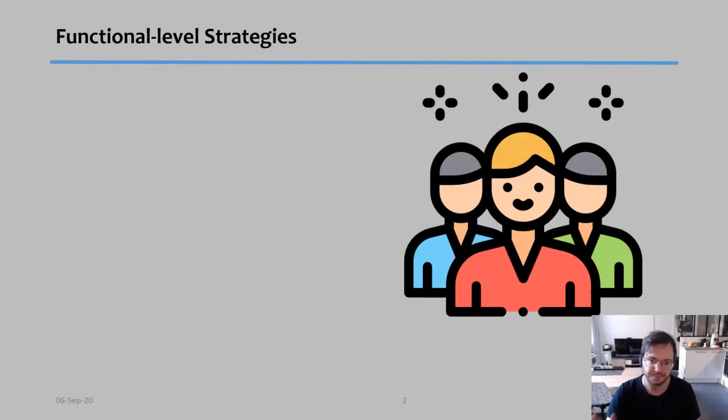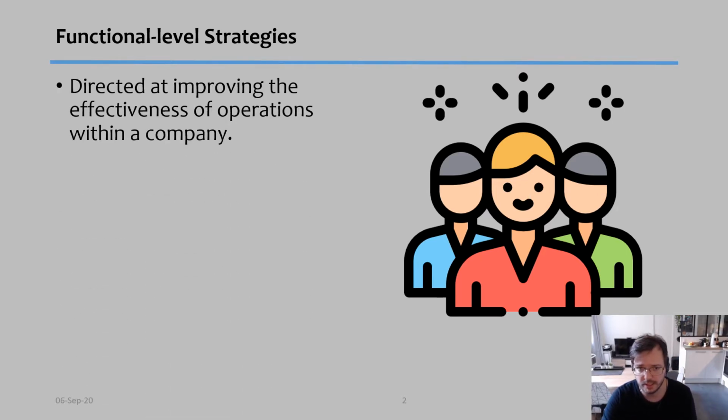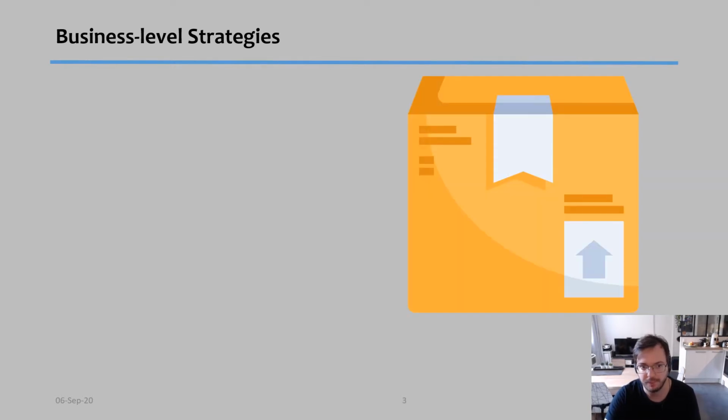All right, so there's different levels of strategy. I'm just going to give a very broad explanation of all of them, since this series of videos is about covering the basics. So we start with functional level strategies. Functional level strategies are directed at improving the effectiveness of operations within the company. In other words, they are about improving efficiency of the operations. They are about the real work that is done, let's say, to generate the product or to generate the sale.